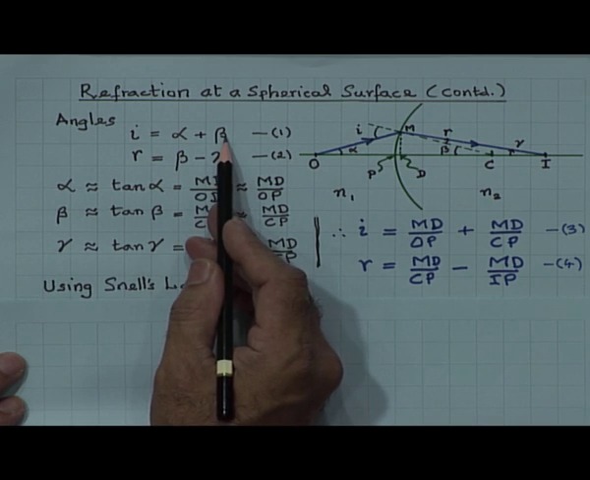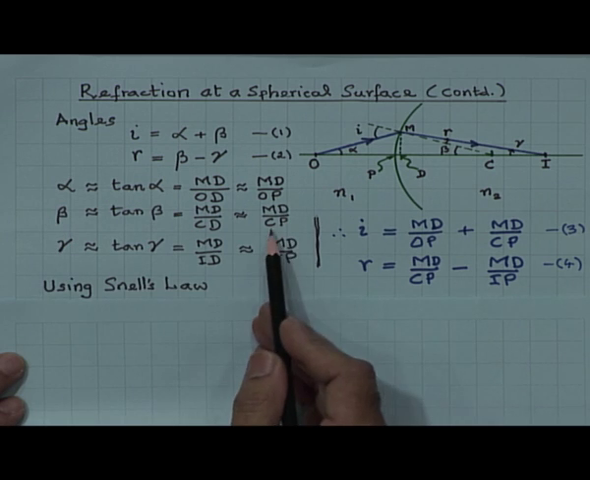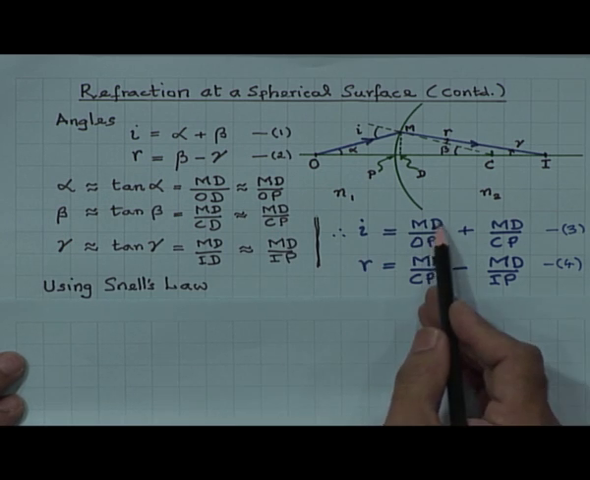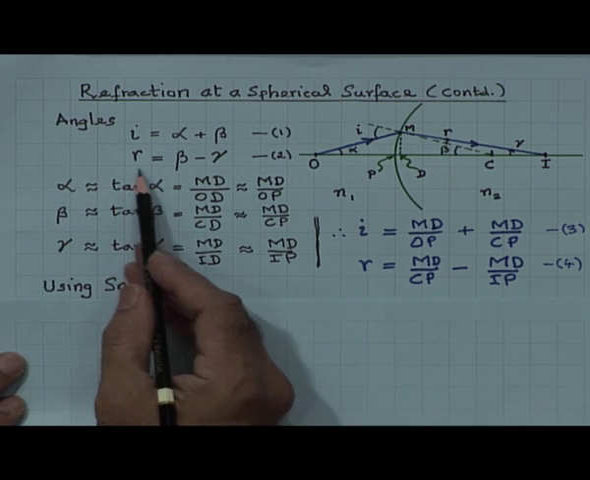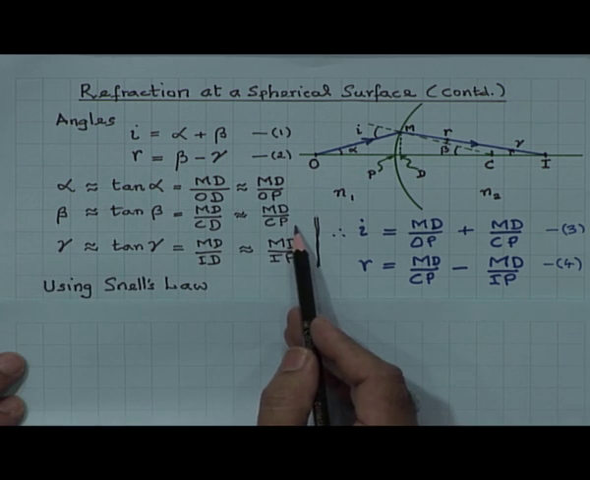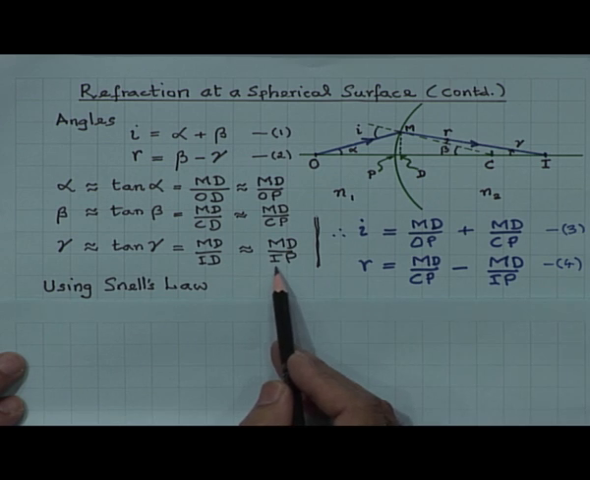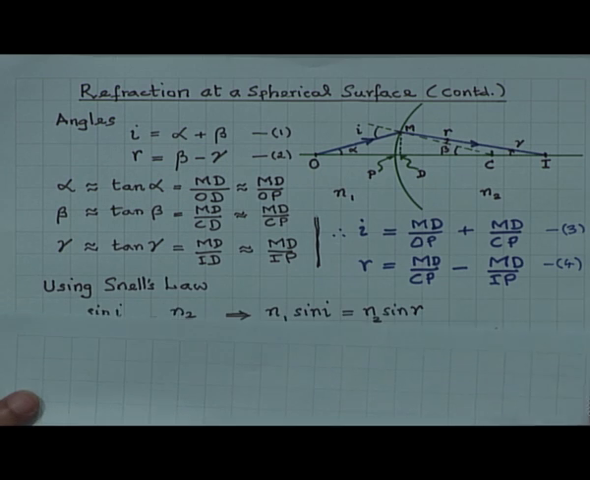Therefore, the angle i is given by i equal to alpha plus beta, where alpha is MD by OP and beta is MD by CP. So, i is equal to MD by OP plus MD by CP, and angle r is equal to beta minus gamma, where beta is MD by CP minus MD by IP. I have denoted these as equations 3 and 4.